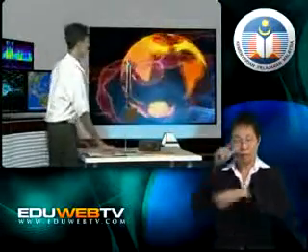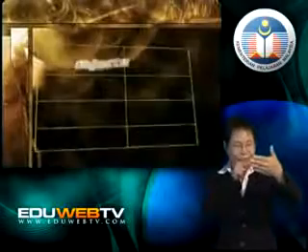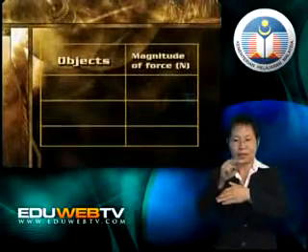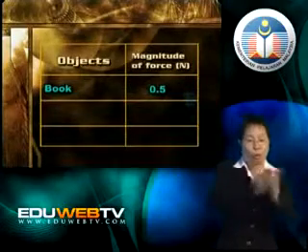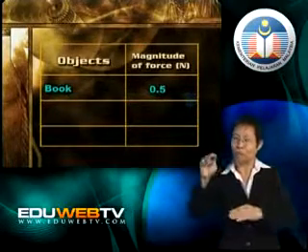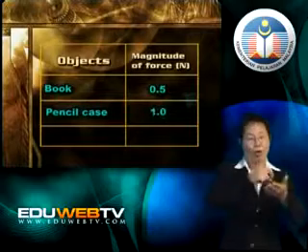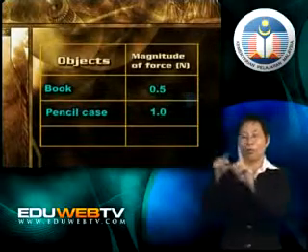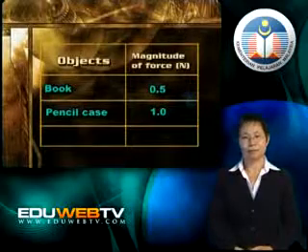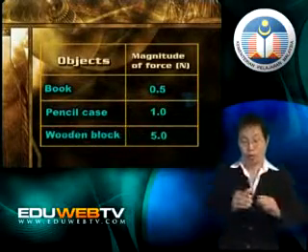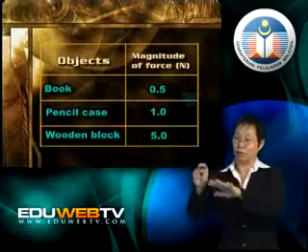Let's look at the reading. The magnitude of force for book is 0.5 Newton. The magnitude of force for pencil case is 1.0 Newton. The magnitude of force for wooden block is 5.0 Newton.